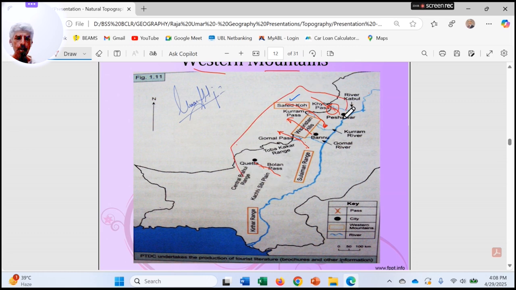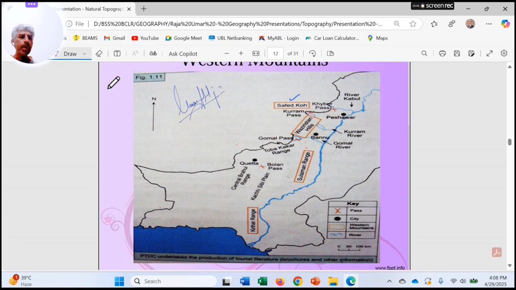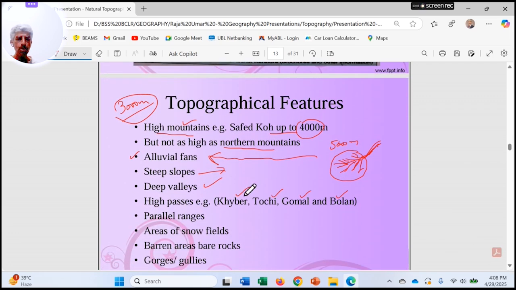So these are the four important passes of this region, and you may be asked to name a couple of passes of the region, and you should know their names. Now, I was explaining the high passes: Khyber Pass, Tochi Pass, Gomal Pass, and Bolan Pass. I explained them on the map for the sake of your identification.